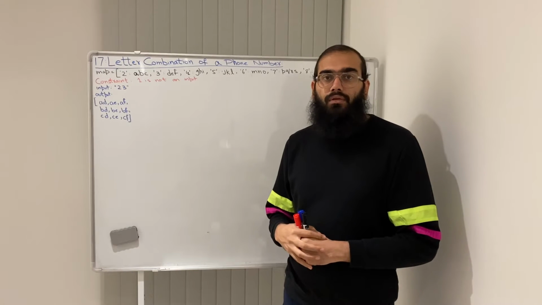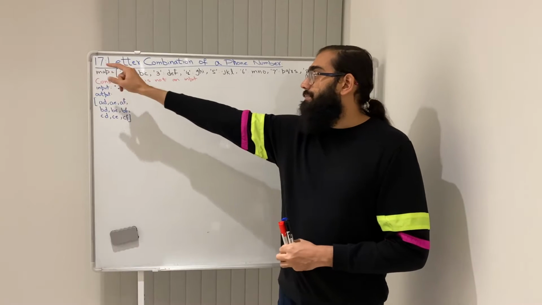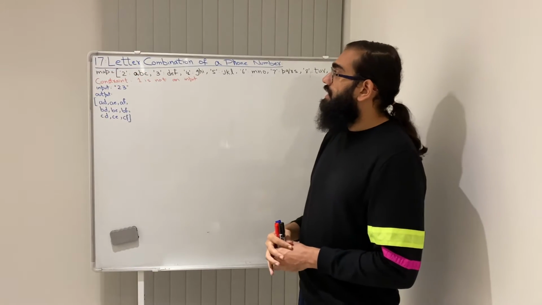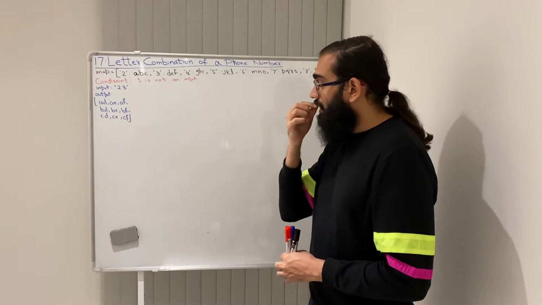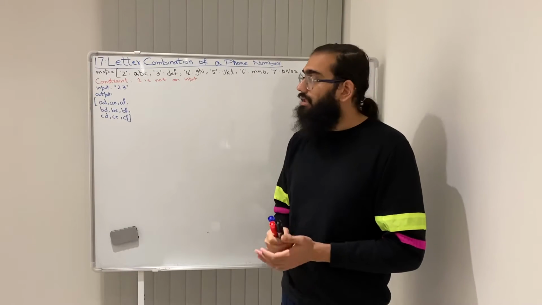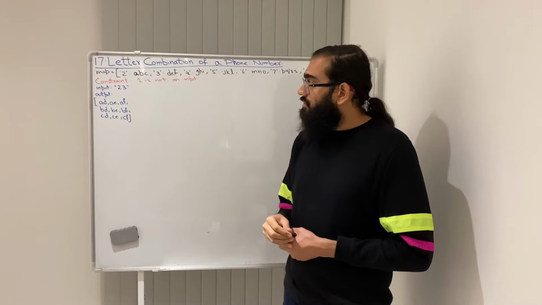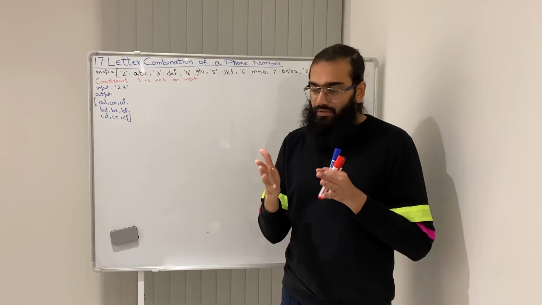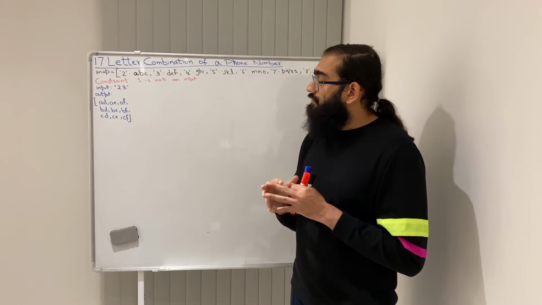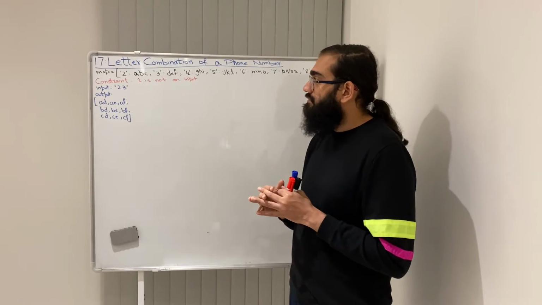Hello everyone, we are going to solve a new problem. Its number is 17 on our website and the description is letter combinations of a phone number. If you remember, these days most mobiles have a soft keyboard, but before that we had a hardware keyboard. On that pad, if you remember, we have the alphabets against the digits.